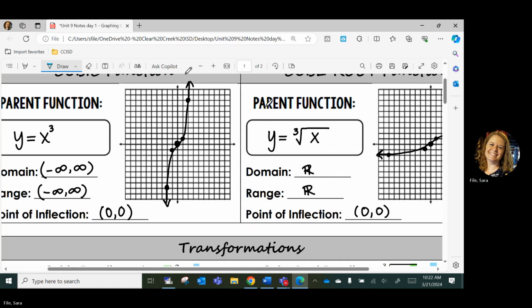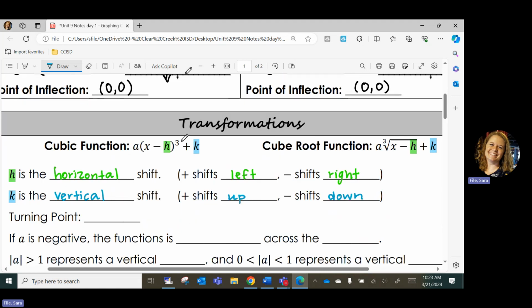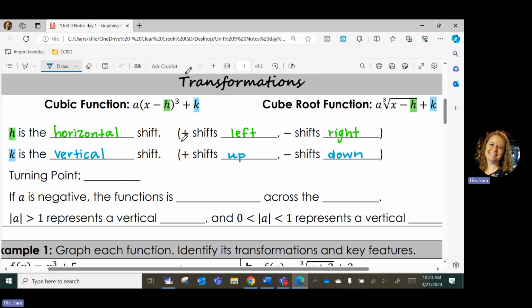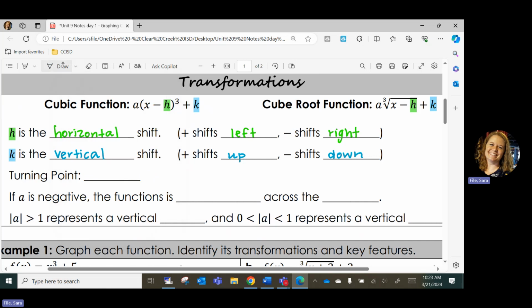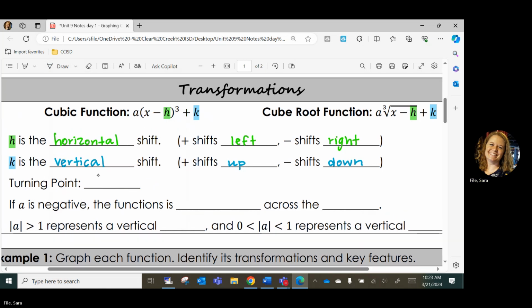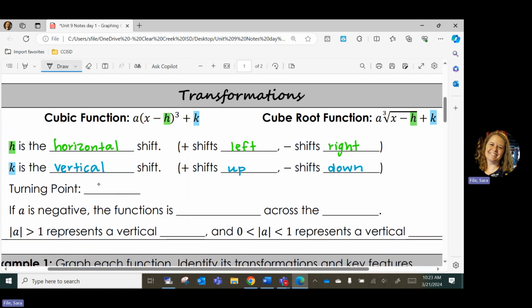What is there? That point of inflection. It's where it changes shape a little bit. It's not technically a vertex. It's a point of inflection. But that still happens at HK. HK still gives us a point on our graph. Okay, so HK is still the first point we're going to plot when we're graphing these.